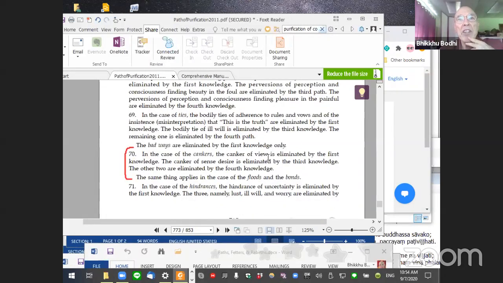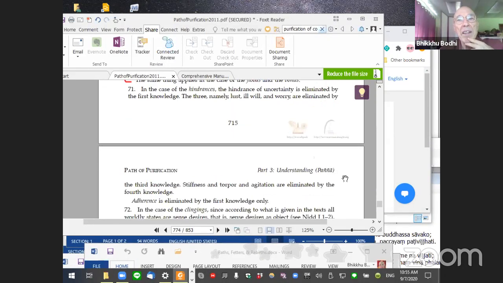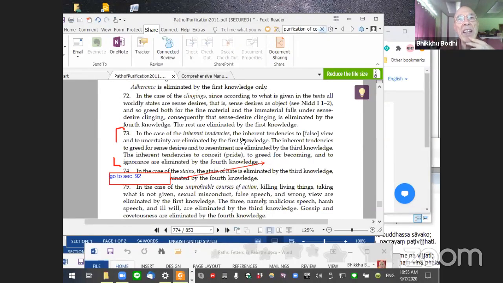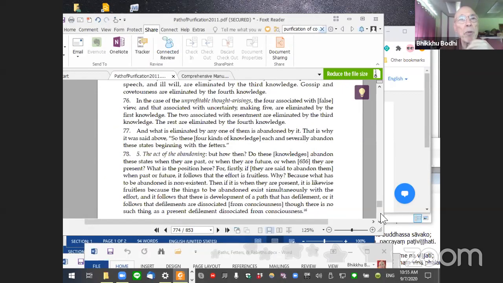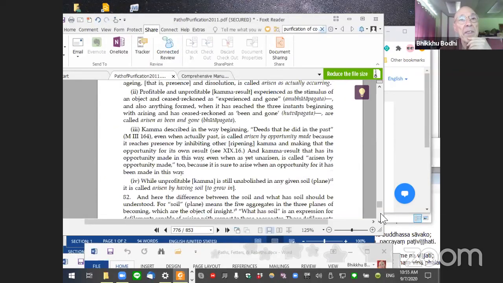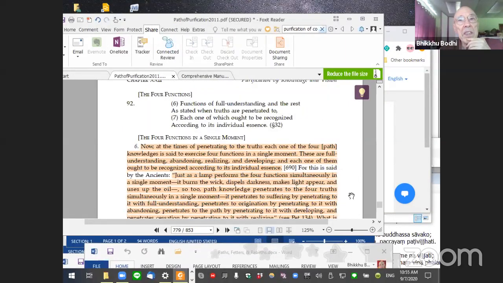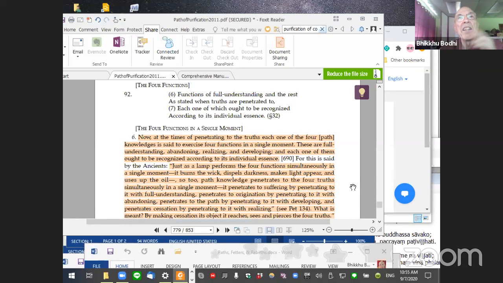The asavas that are eliminated, and then what's called the underlying tendencies, the anusayas. You can just look at this on your own, but I want to go to section 92, which is important. So this section is a sort of detailed explanation of what happens at the moment of the world transcending path.